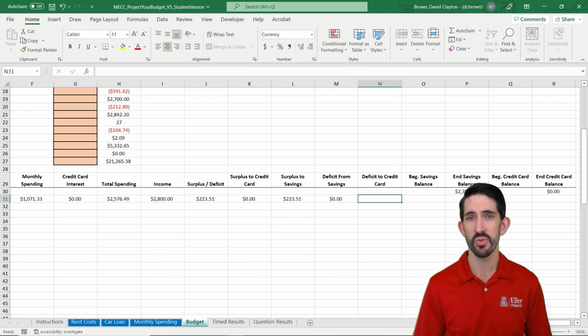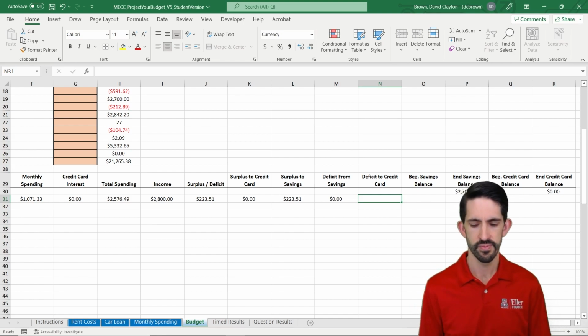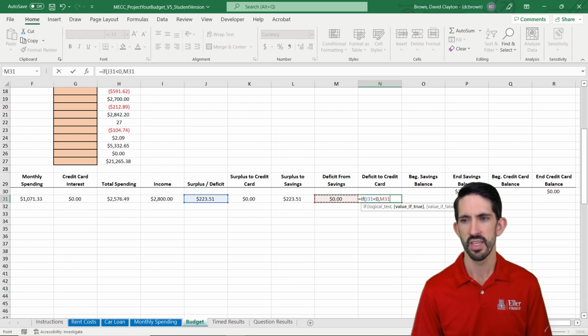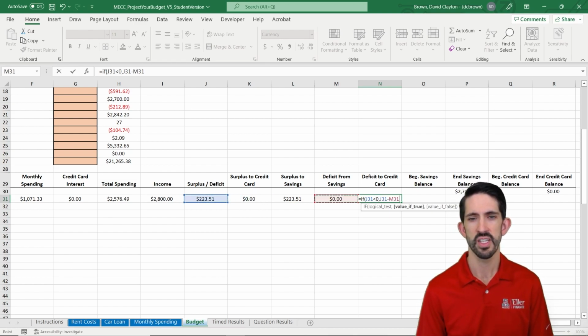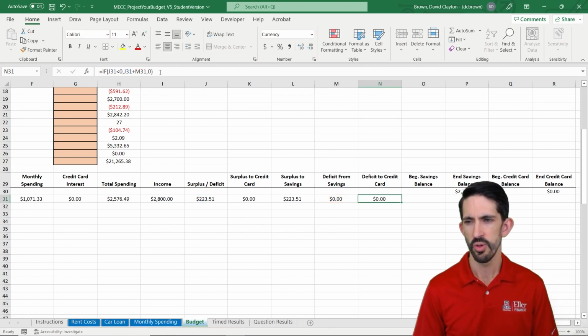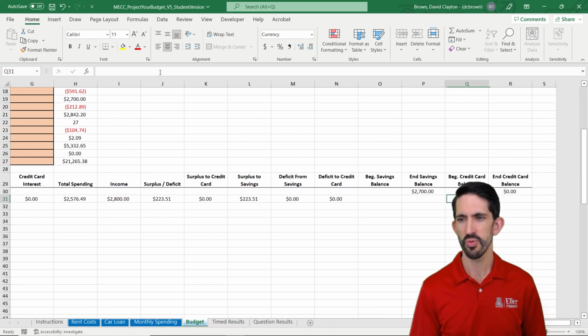Our last line says, well, if we have a deficit and we don't have savings, then we're going to have to use our credit card. So in this case, if we have a deficit, so if that thing's less than 0, then we just want to take the deficit minus whatever we're actually putting to savings. So in this case, it's going to be a plus because we got to flip our signs around. And we'll make that 0. So we'll make sure all this works in just a second when we see some more examples as we copy our model down.